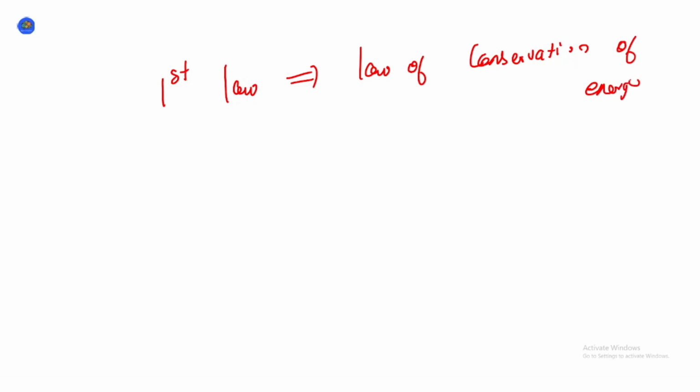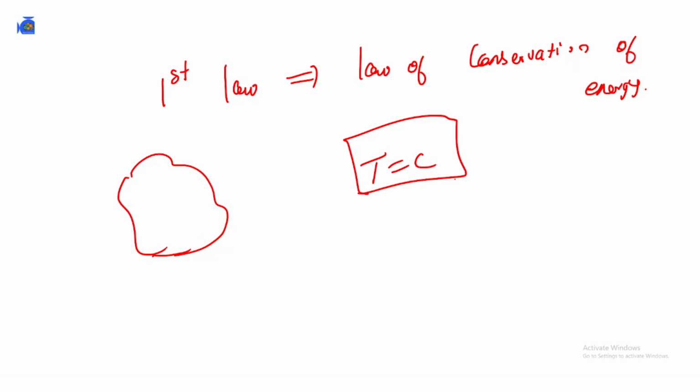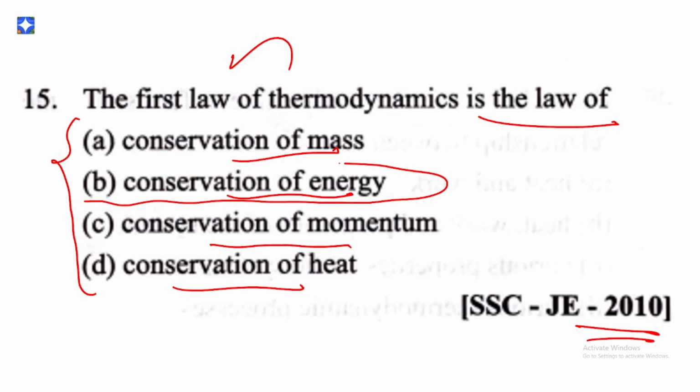We all know the first law of thermodynamics is actually the law of conservation of energy. Energy can neither be created nor destroyed, but it can be transformed from one form to another. The first law states that the total energy of an isolated system, in the sense that it is not at all interacting with the surroundings, is constant. Energy can be transformed from one form to another, but can neither be created nor destroyed, right? So I can say that option B is the correct answer, conservation of energy.